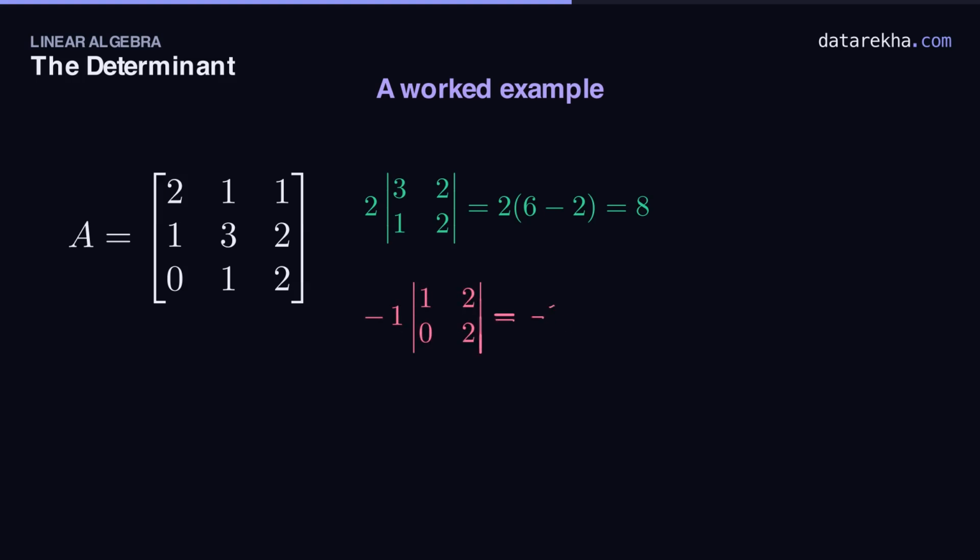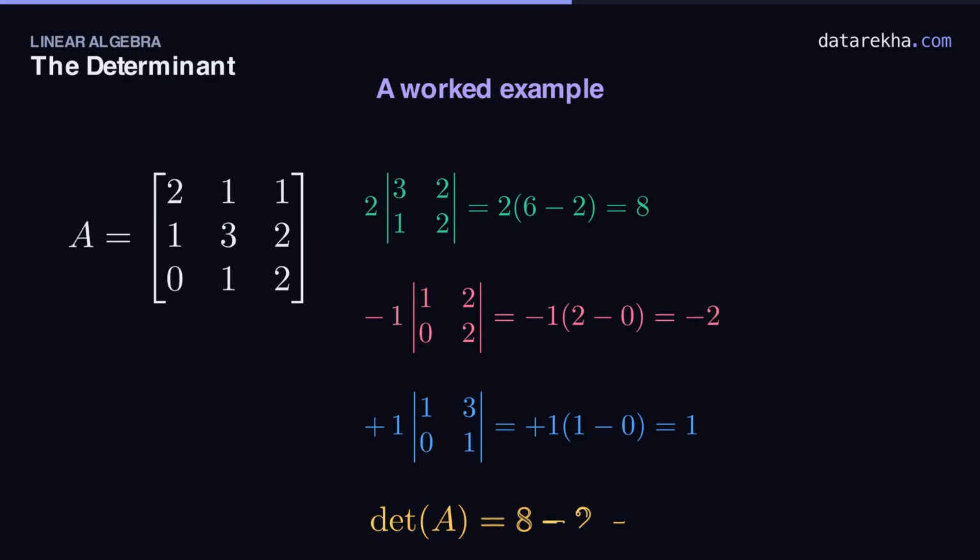Second term, and mind the sign. It is a minus. 1 times the minor 1, 2, 0, 2, whose determinant is 2 minus 0, 2. So this term is minus 1 times 2, minus 2. Third term, sign back to plus. 1 times the minor 1, 3, 0, 1, whose determinant is 1 minus 0, 1. That term is plus 1.